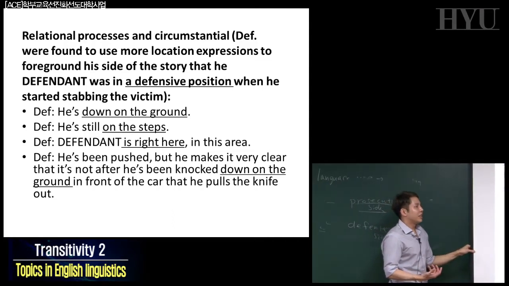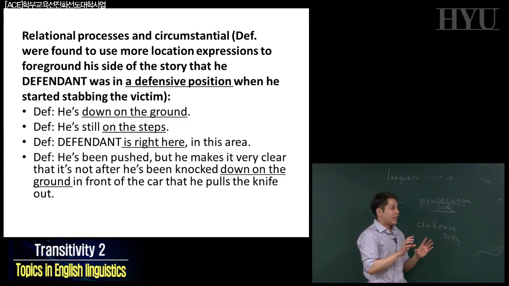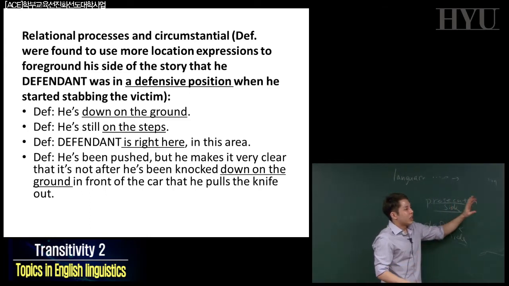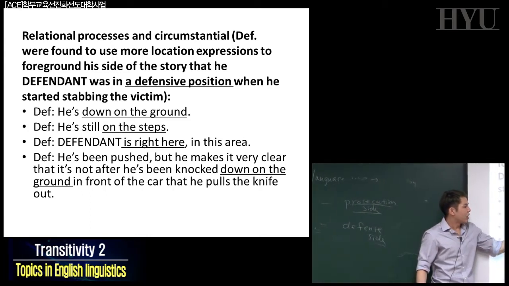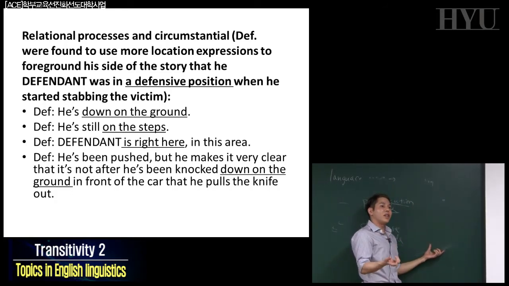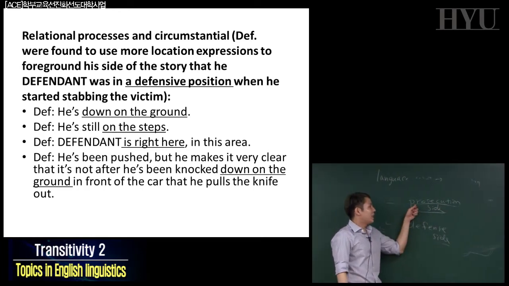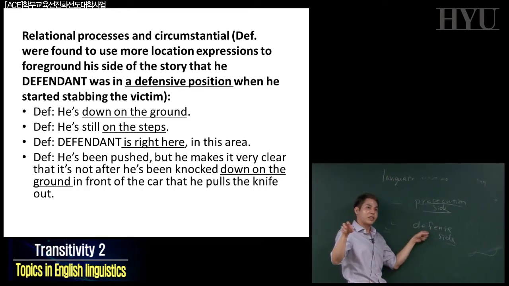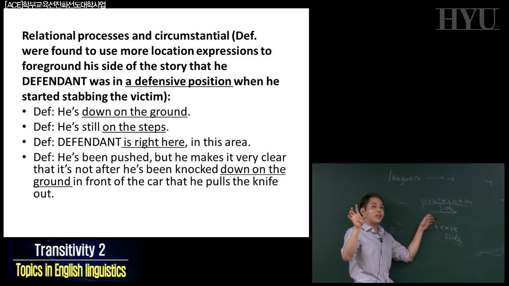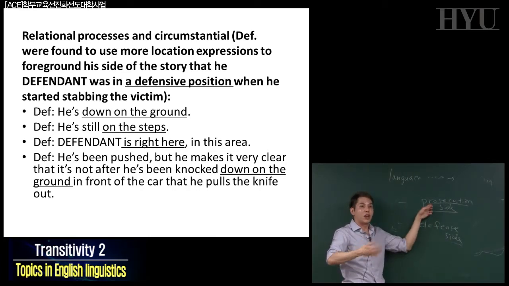Why? Well, because the defense team wants to highlight the fact that the defendant here, Mr. X, is on the defensive side. So he used the knife in order to defend himself rather than to kill the victim, right? So all in all, you can see that they select different linguistic resources. They select different processes in order to highlight something or to background something, to foreground something and to background other things, depending on their goals, right?